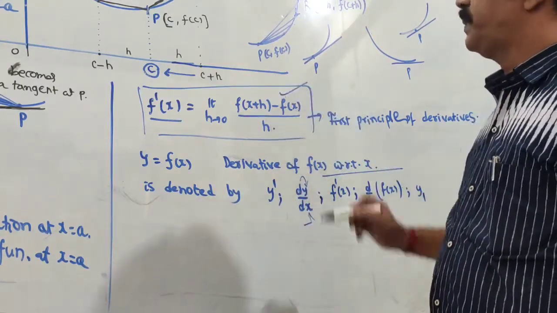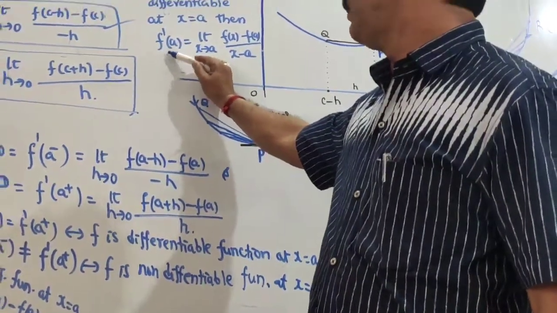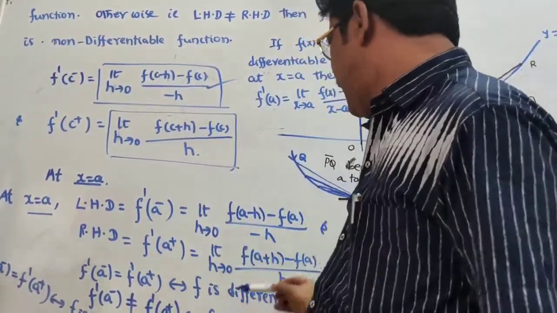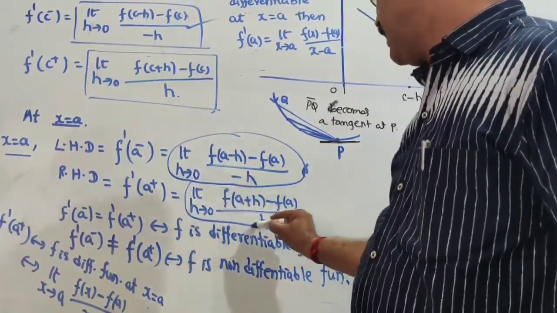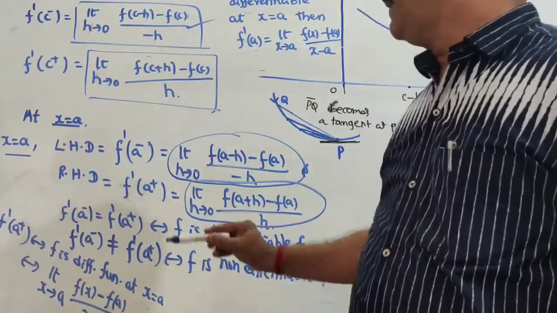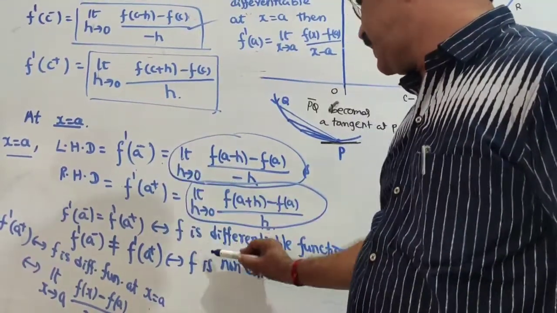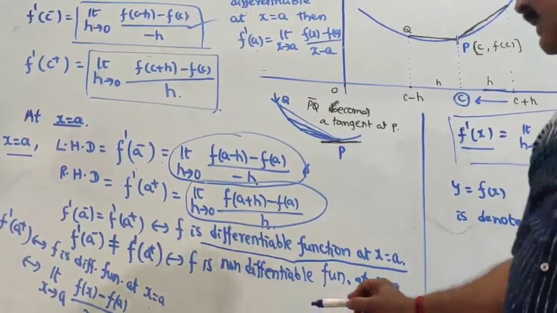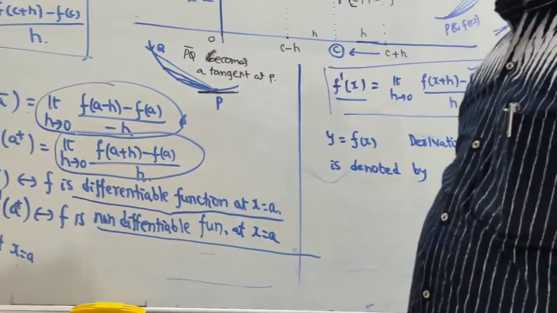This is called the first principle. It is called the derivative of f of x at x equal to a. This is called left hand derivative, with the limits. This is called right hand derivative, LHD and RHD. If LHD is equal to RHD, then only we can say that f is a differentiable function at x equal to a. Otherwise, it is called a non-differentiable function at x equal to a.